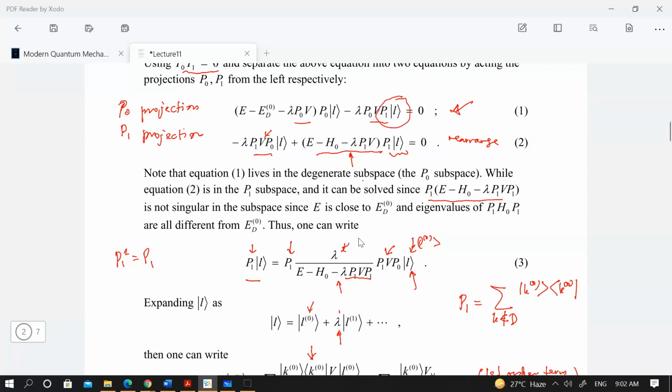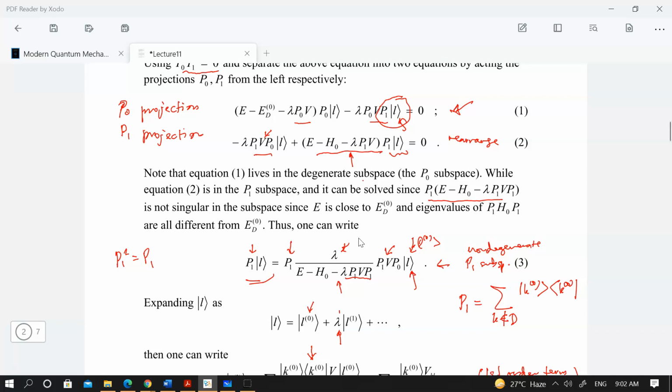So what one can do is to use this, but then you start to think, okay, remember that this is actually for the non-degenerate subspace, or maybe I should just call it the non-degenerate P1 subspace. So I will just shorten it to P1 subspace. So here is an equation for the P1 subspace. You inserted here, sorry, it's inserted over here. But remember, this is actually from the P0 projection, so it should be in the degenerate subspace. So what's going to happen over here? So what happens over here is the following.